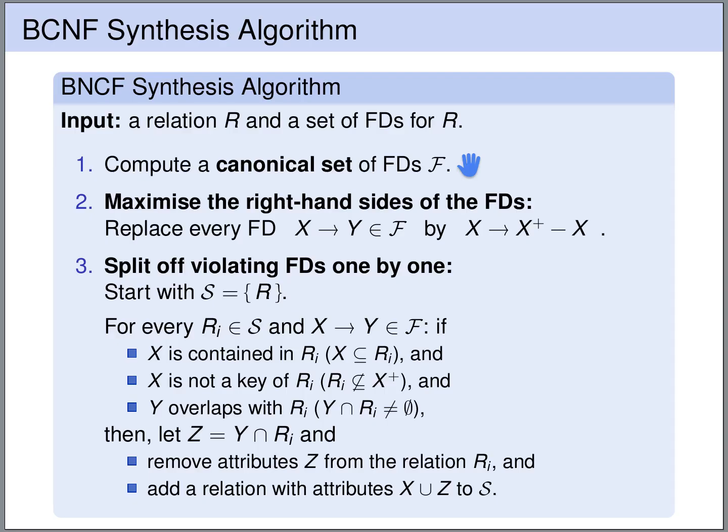Recall that in order to compute a canonical set of functional dependencies, we first make the right-hand side singular, then we minimize the left-hand sides, and we remove implied functional dependencies. Once we've computed this canonical set, we maximize the right-hand sides of the functional dependencies. So for every functional dependency X uniquely determines Y, we replace it by the functional dependency X uniquely determines the cover of X minus X itself. So we take all the attributes that are uniquely determined by X except for the attributes in X.